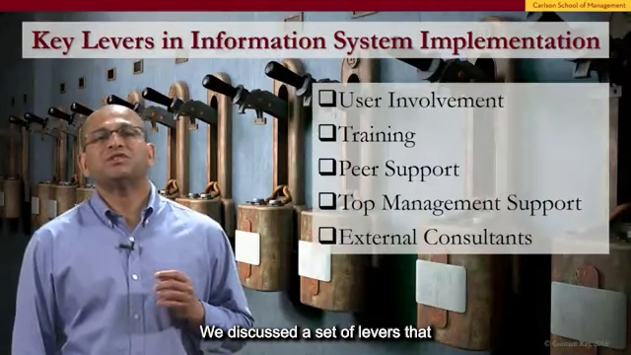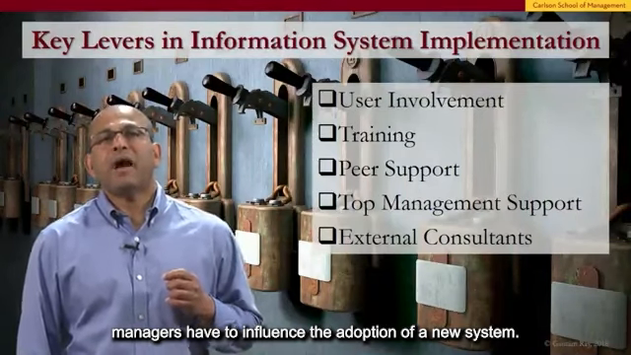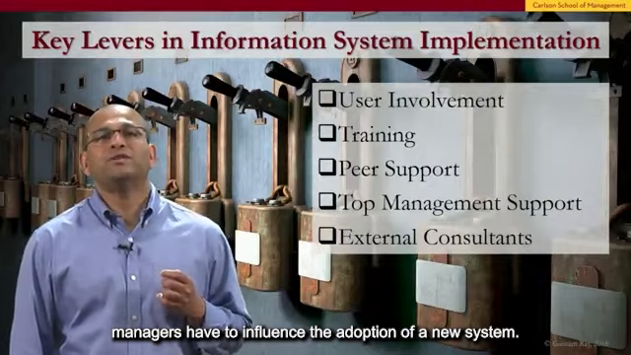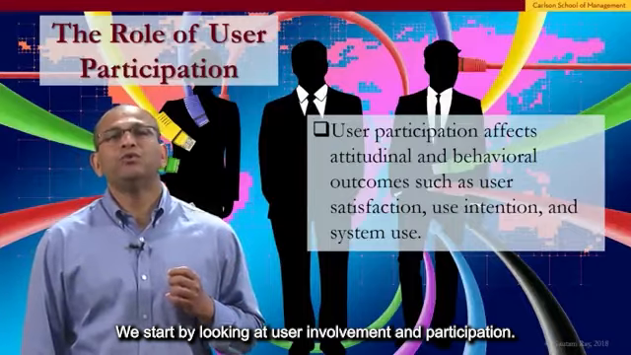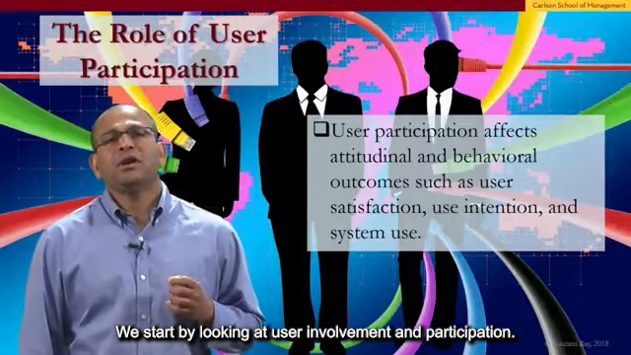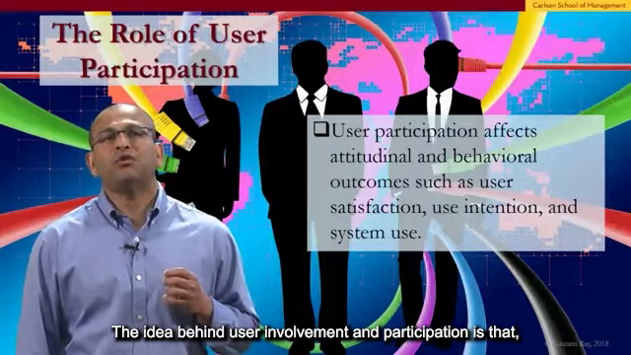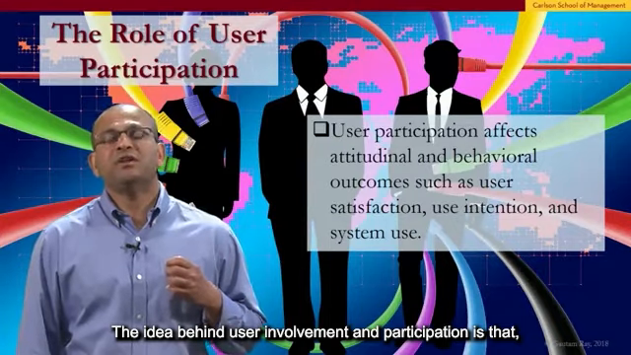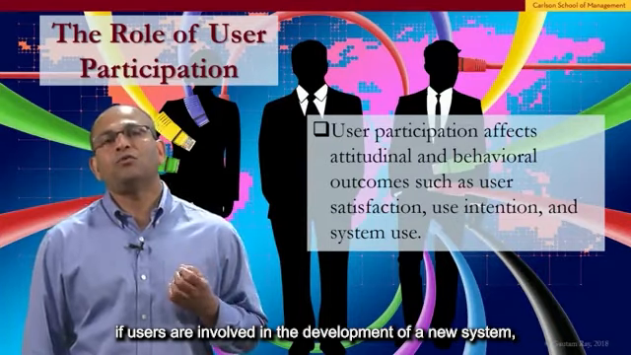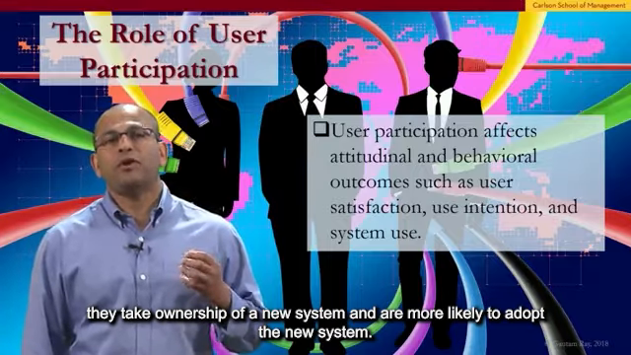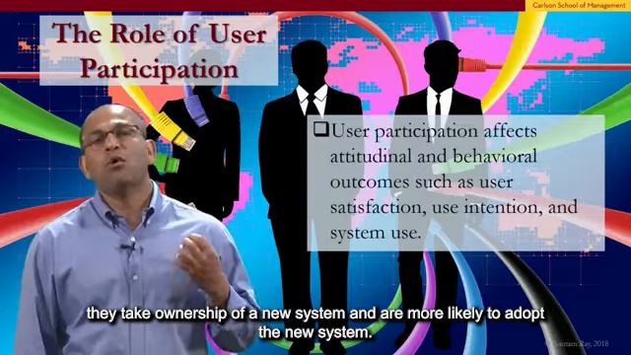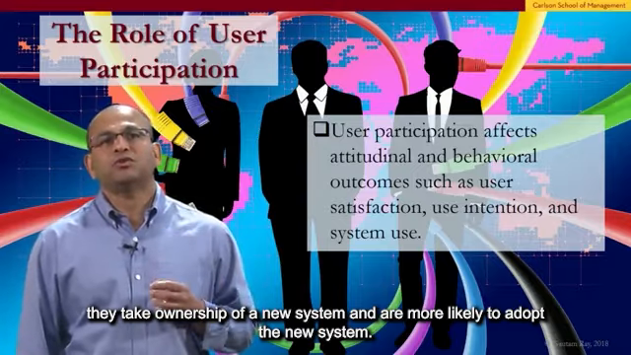We discussed a set of levers that managers have to influence the adoption of a new system. We start by looking at user involvement and participation. The idea behind user involvement and participation is that if users are involved in the development of a new system, they take ownership of a new system and are more likely to adopt the new system.